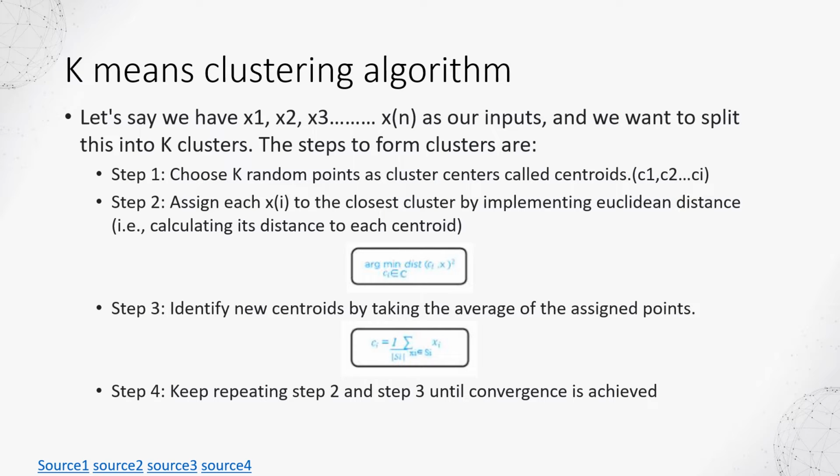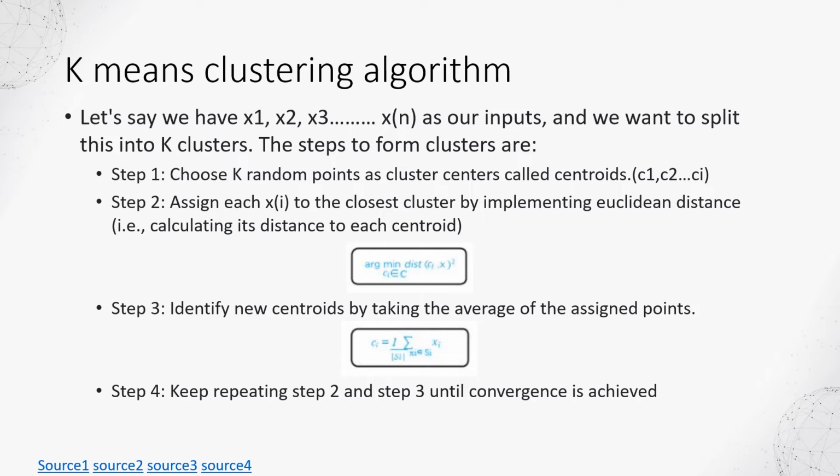Here I'm going to explain how the K-means clustering algorithm works. Let's say we have n points as our input and we want to divide our dataset into k clusters. Firstly, we choose k random points as cluster centers, which we also call centroids. After that, we go through all of the points and assign each point to the closest cluster. The way we find the closest cluster is by calculating the distance between the point and each centroid and finding the minimum one.